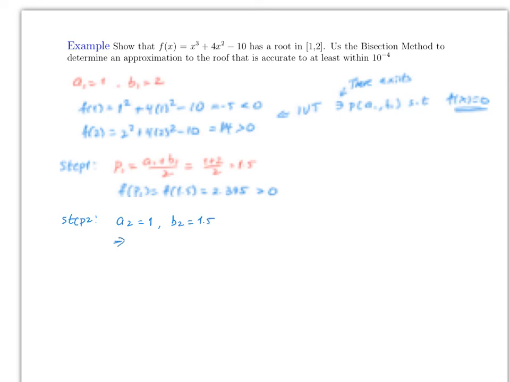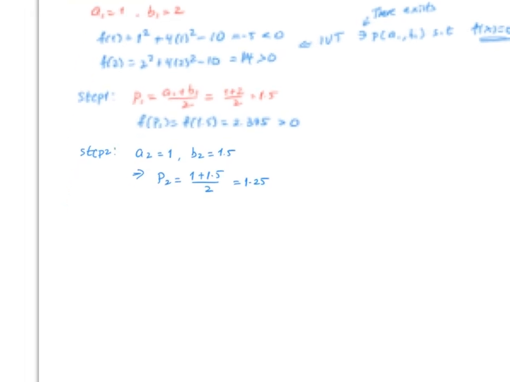And then from here, P2 is going to be now (1 plus 1.5) divided by 2, which is 1.25. And we do the exact same thing, f of 1.25. Once you simplify everything, this is negative 1.796, which now this is negative. And this one is also negative, so this is going to be the new A3 and so forth.